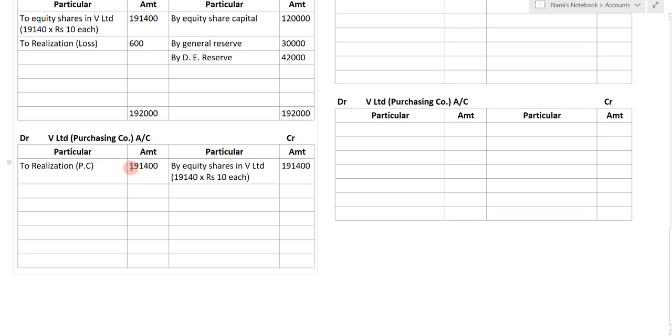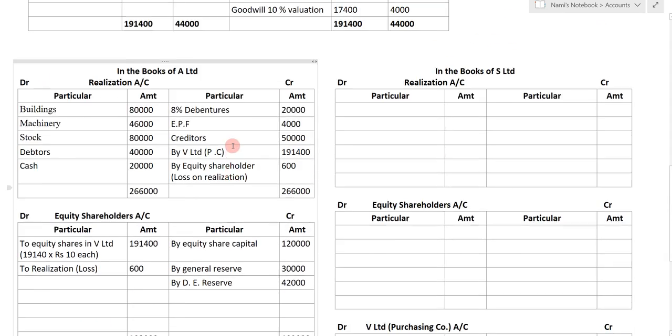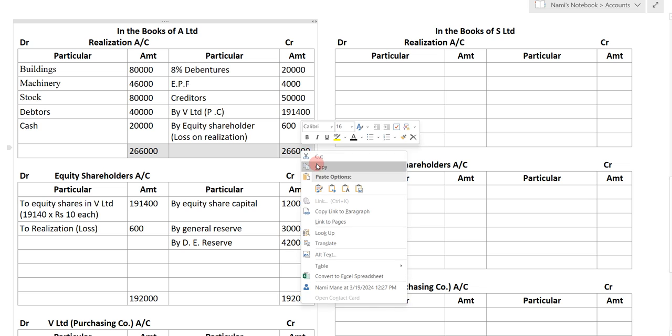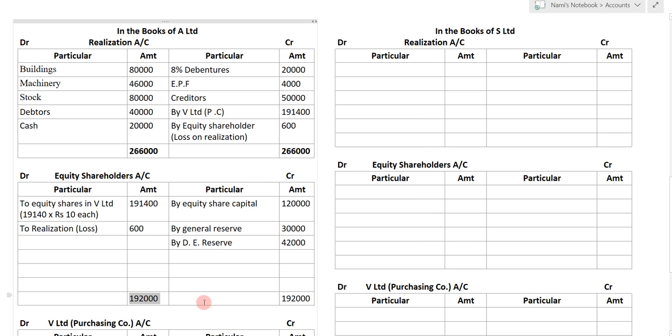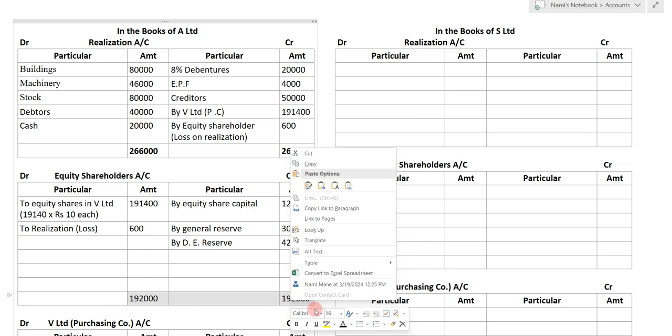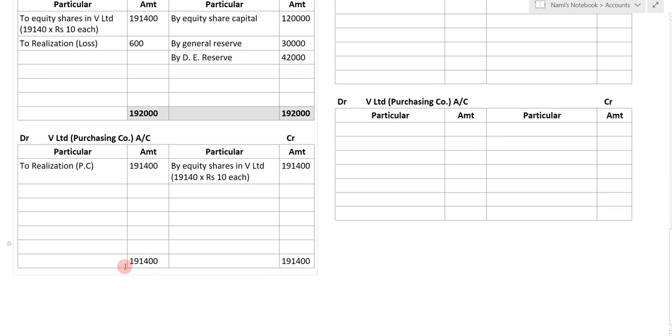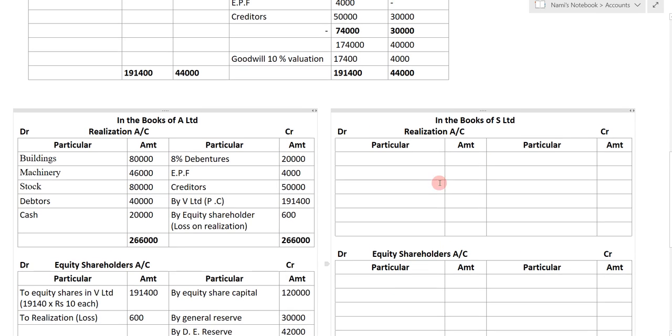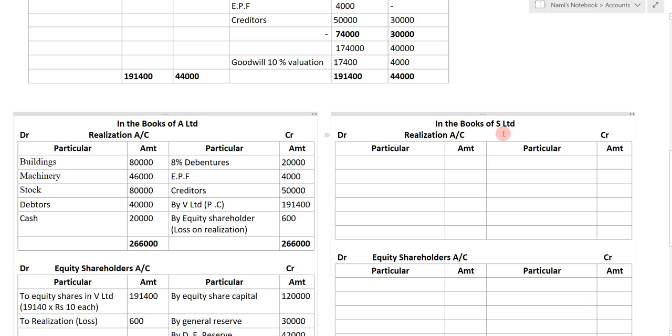Now here the amount will close the account of V Limited. It will be the same. So we have closed the account of A Limited. Both the debit and credit sides are tallying. Now we have to close the books of S Limited. The same way we did for A Limited, the same entries we have to give in the books of S Limited, but the values will be changed.